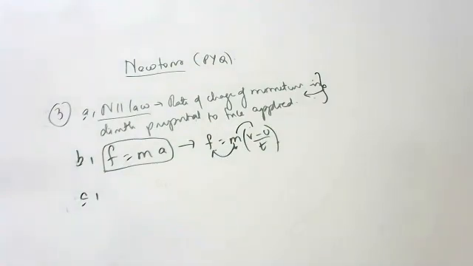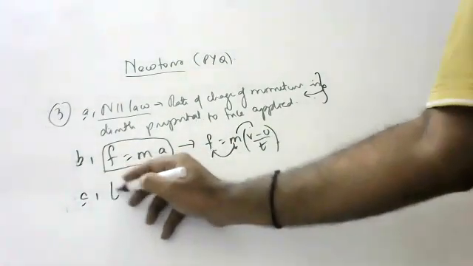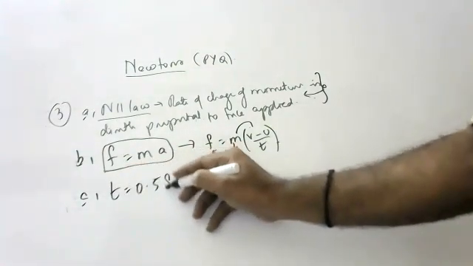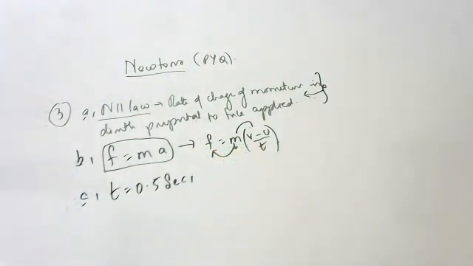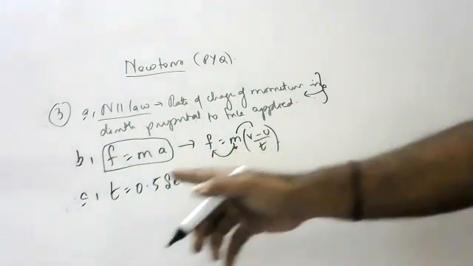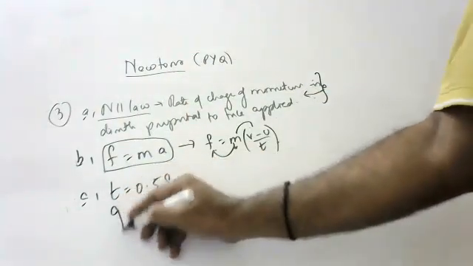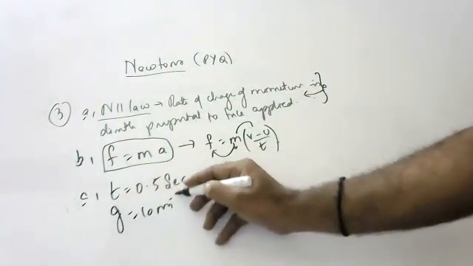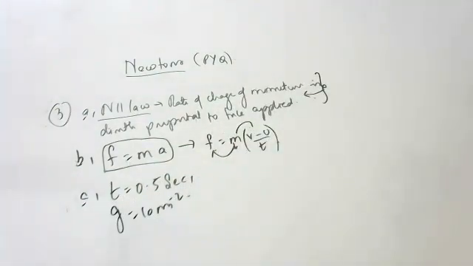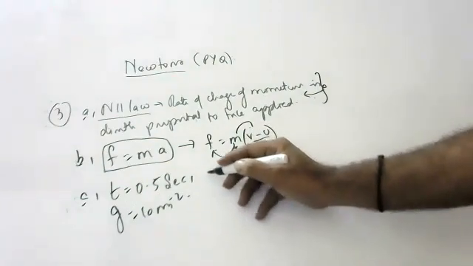A stone is dropped from a window and reaches the ground in 0.5 seconds. When it is dropped from the window, it reaches the ground in 0.5 seconds. g is equal to 10 meter per second square, they have given. Calculate the speed before hitting the ground. What is the speed while hitting the ground?